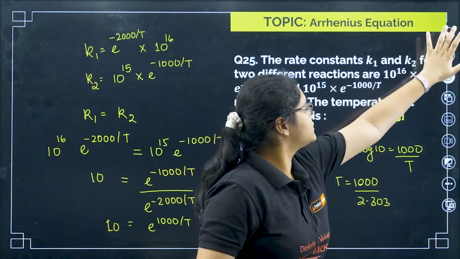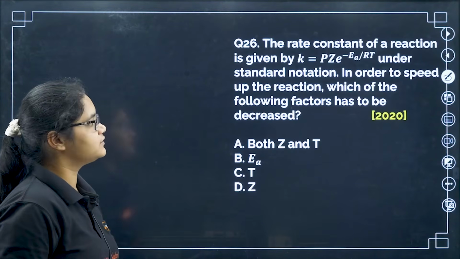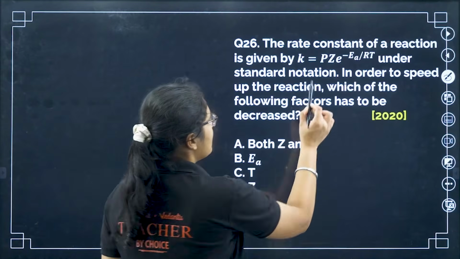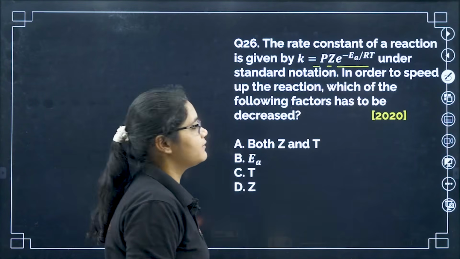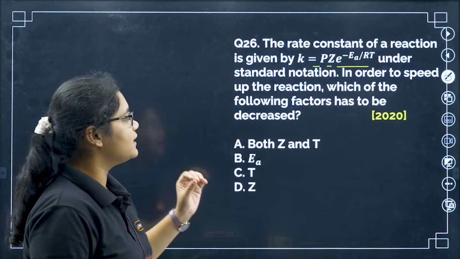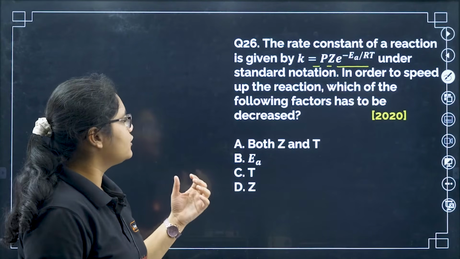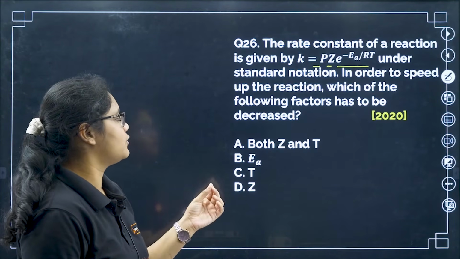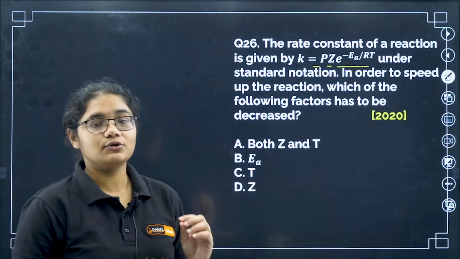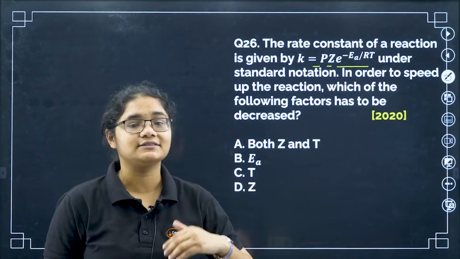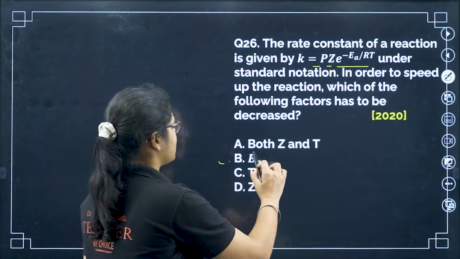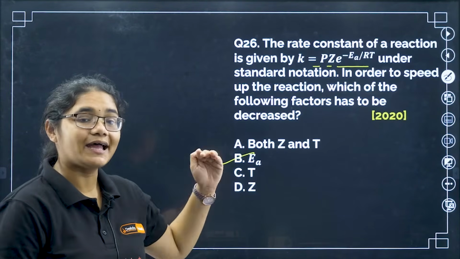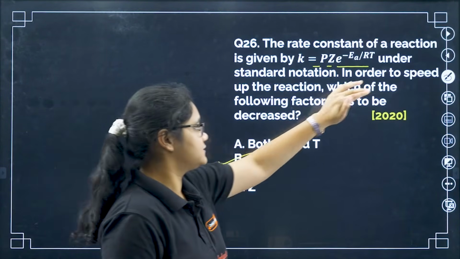Next, we'll come to question number 26. The rate constant for a reaction is given by k equals A into e to the power of minus Ea by RT under standard notation. In order to speed up the reaction, which of the following factors has to decrease? So we know that if activation energy decreases, the rate of the reaction increases. So it has to be option number B, that is, the activation energy decreases.